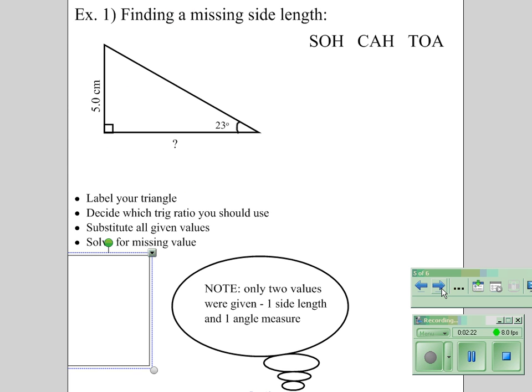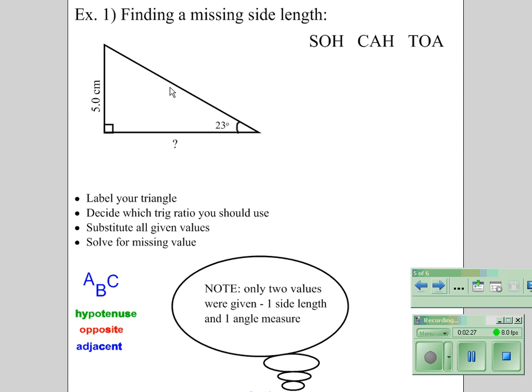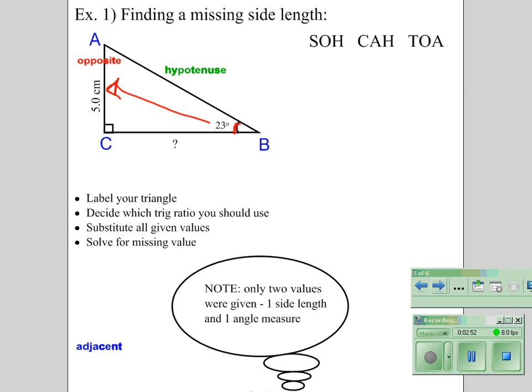If we're going to use SOHCAHTOA to find a missing side, then we start by labeling the triangle. So A, B, C. And because B is the one that's highlighted, it's the one we know. When we label, the hypotenuse is the longest side, 5 is the opposite side. So this here, AC, is opposite. Okay, and the adjacent side is the one we don't know.